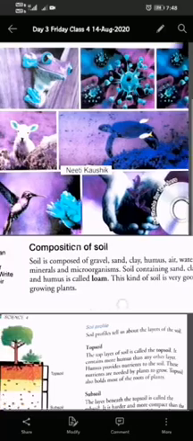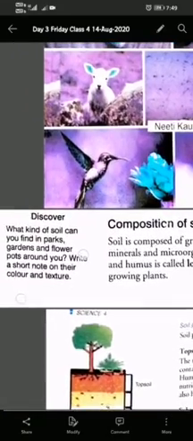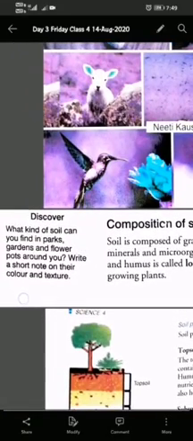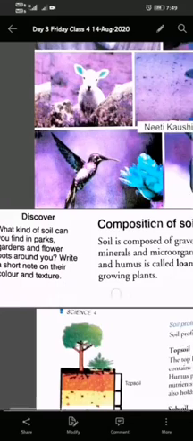Okay, and children, there is a discover box. In that box it is written: what kind of soil do you find in a park, garden, or flower pots around you? Write a short note on their color and texture. I gave you this homework in the previous class, so I hope everyone has done it.